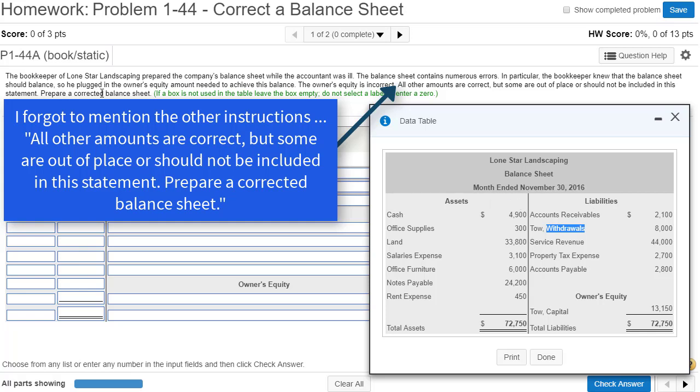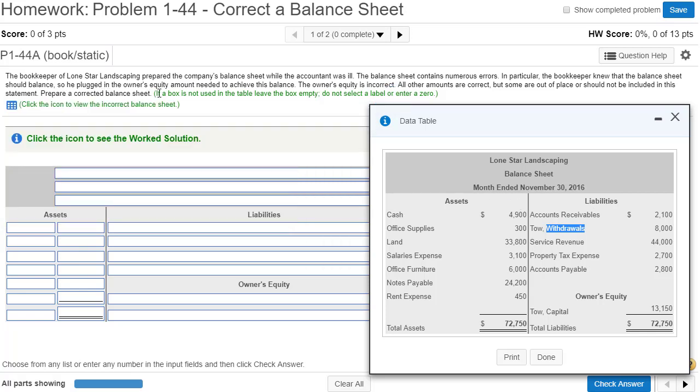So we're supposed to prepare a corrected balance sheet. And then it says, if a box is not used in the table, leave the box empty. Do not select a label or enter a 0. In other words, notice how many boxes they have here for assets. So if this company had only 2 assets, don't go ahead and fill in these other blanks. If they only have 2 assets, they'll only fill in 2 boxes.